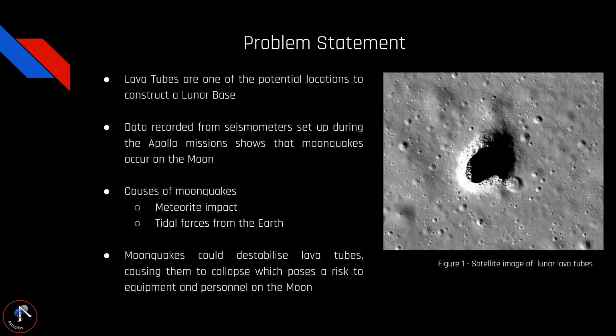Lava tubes are considered one of the most potential locations to construct a lunar base on the Moon, because of their ability to shield radiation and protect the astronauts from adverse temperatures. But there's minimal data from the Apollo missions conducted around 50 years ago, and the satellite data we have right now shows that the structural integrity of the lava tubes cannot be predicted, which poses a very high risk of collapse due to moonquakes, either from meteorite impact or because of the tidal forces from Earth. So to tackle this problem, we propose a simple solution.